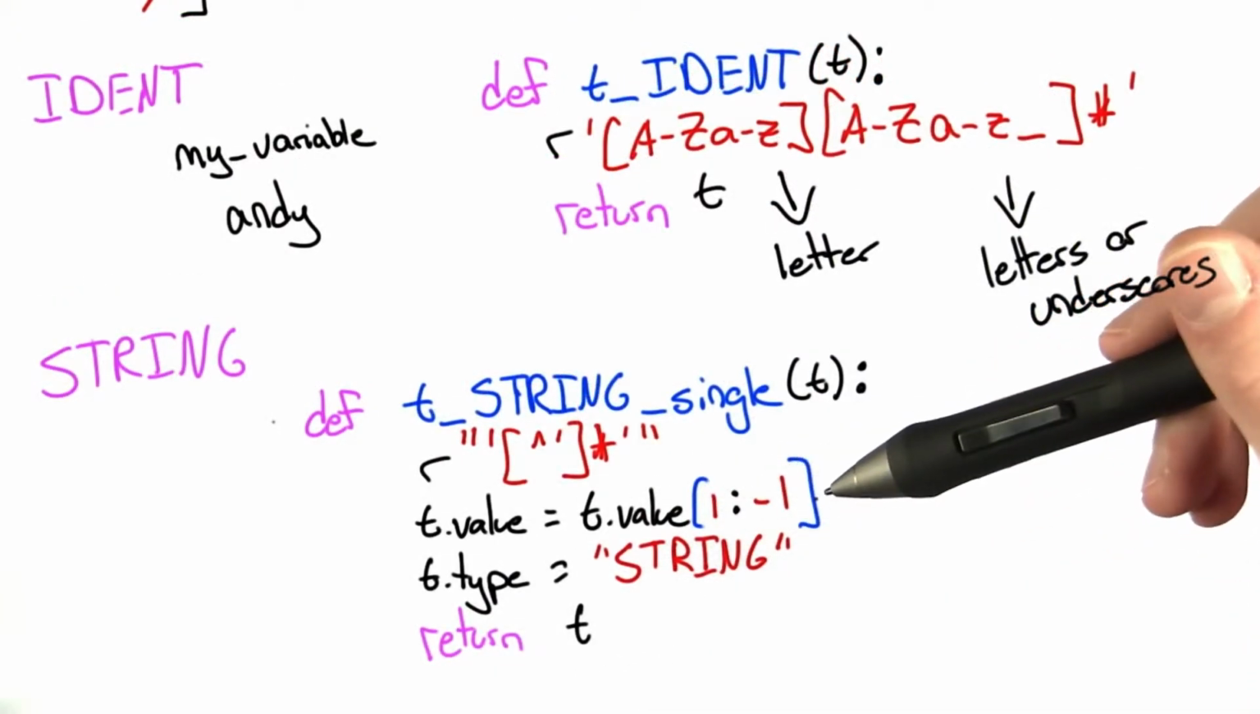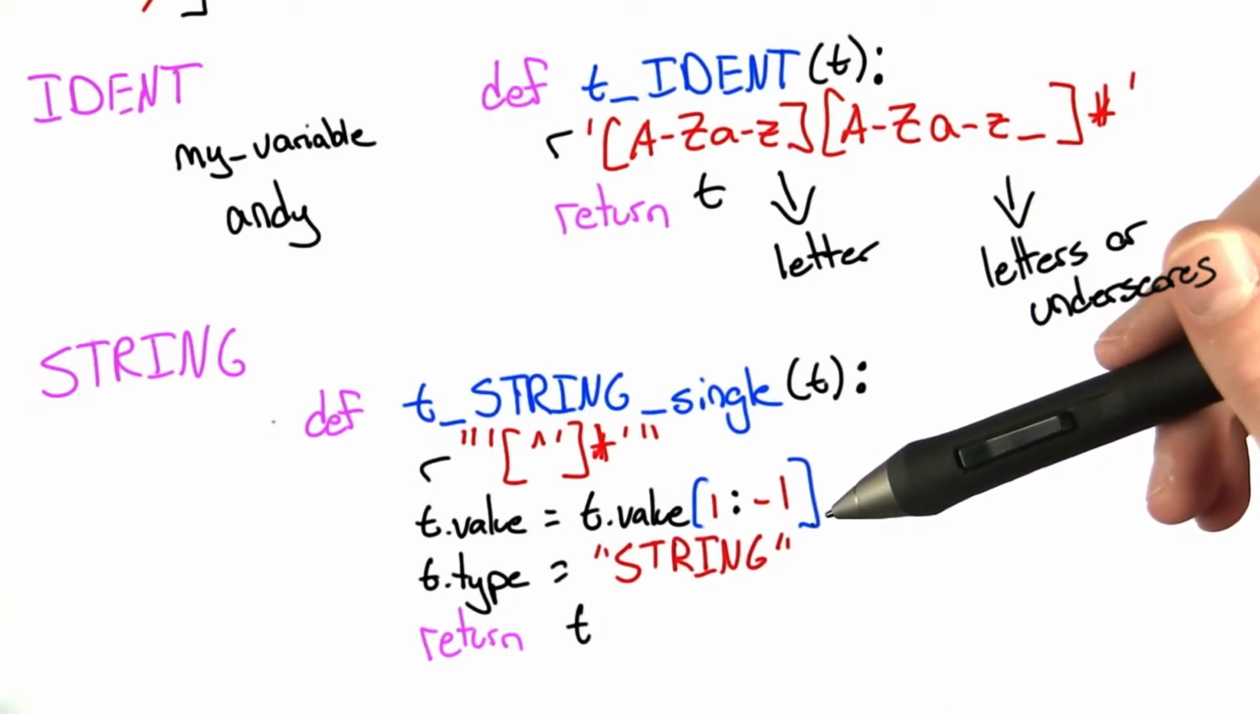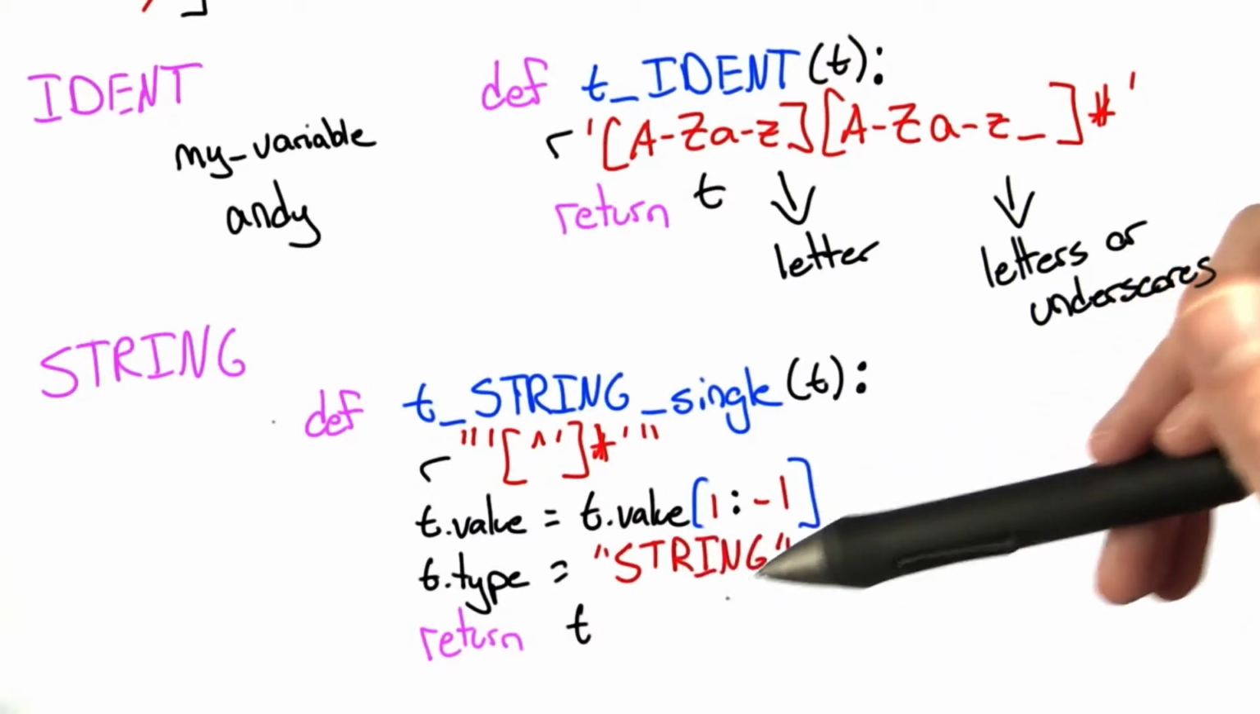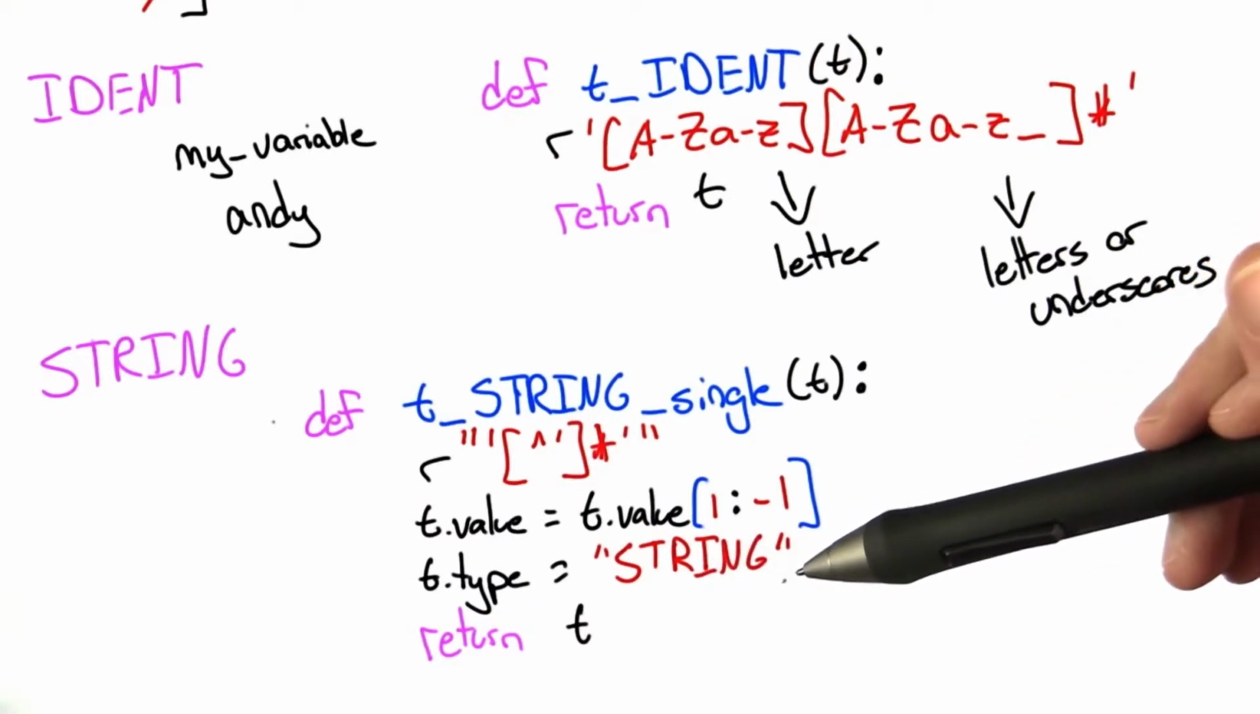So here I'm taking out the quotes from the beginning and end of the string. That way the value of this token is the string itself, and I'm setting the type to STRING, all caps.